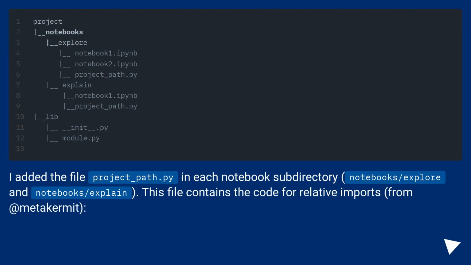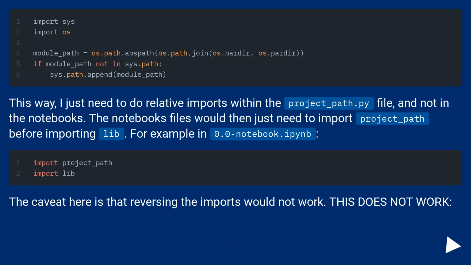I added the file project_path.py in each notebook subdirectory, notebook/explore and notebook/explain. This file contains the code for relative imports from @metakermit. This way, I just need to do relative imports within the project_path.py file, and not in the notebooks. The notebook files would then just need to import project_path before importing lib. For example in 0.0-notebook.ipynb.